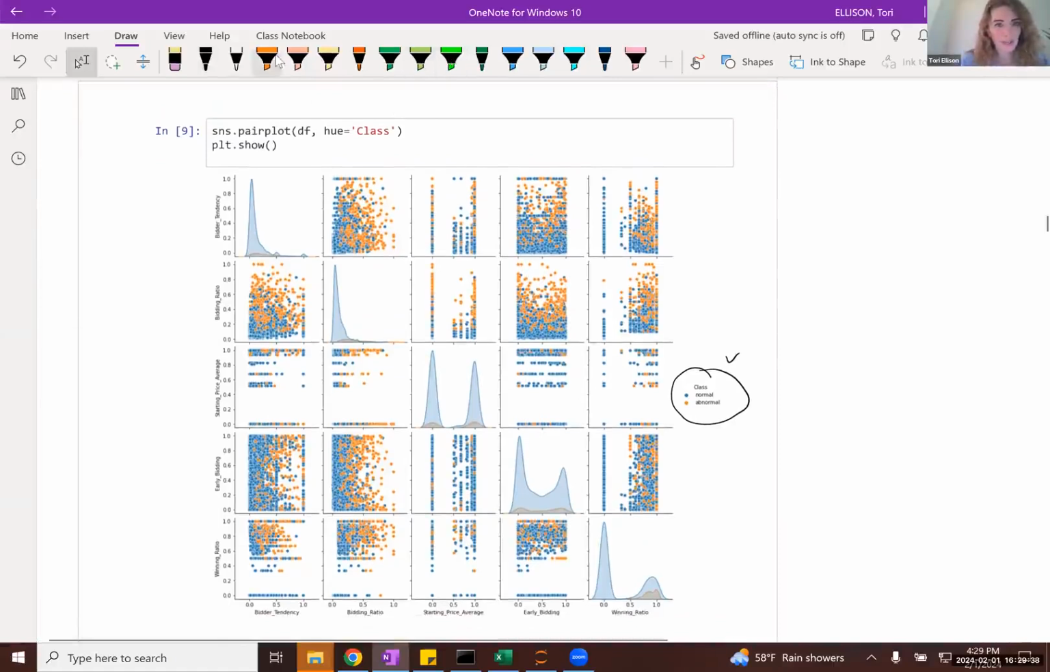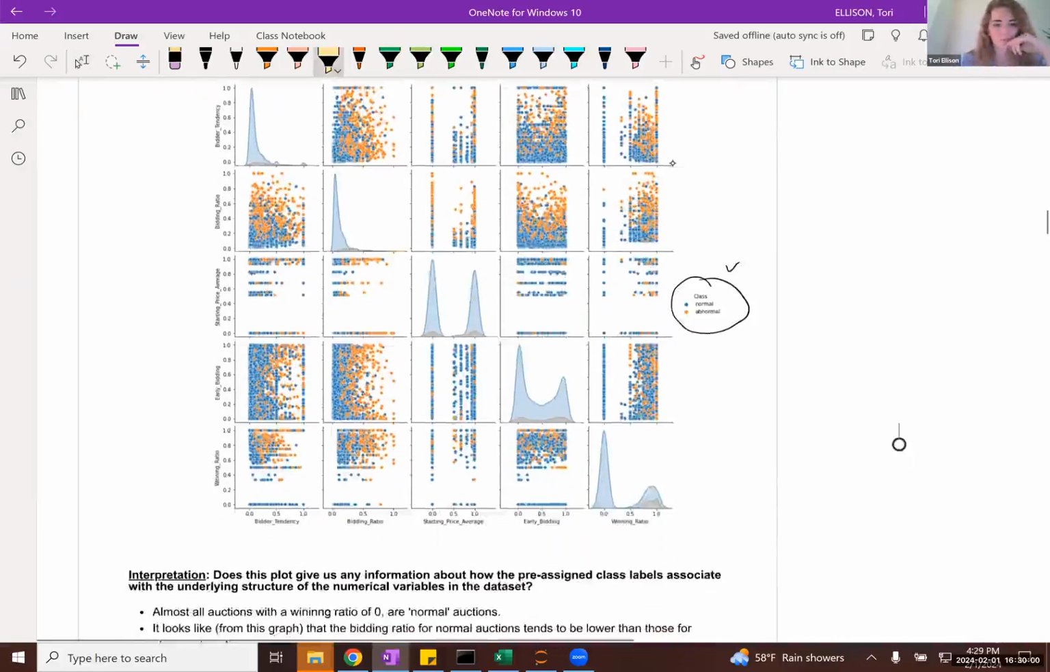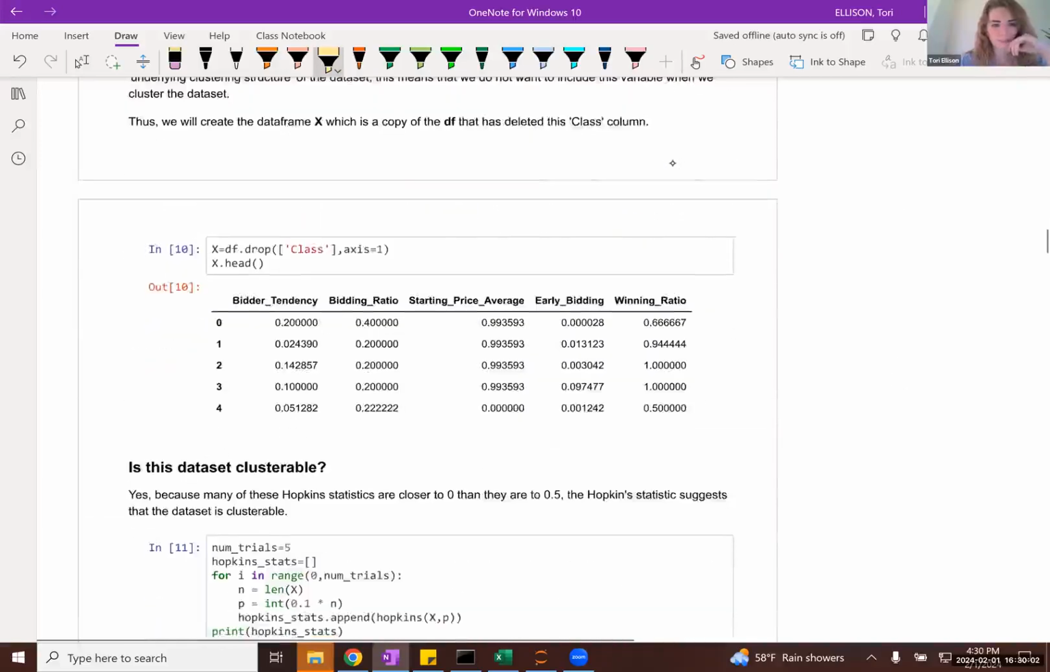So for instance, all pairs of numerical variable relationships. Again, we can look at every possible scatter plot that we might make for each of our numerical variables by using the pair plot function. And if we want to color code by the pre-assigned class labels, we can specify the hue parameter and set that to class. Okay, so let's skip over some of this stuff here.